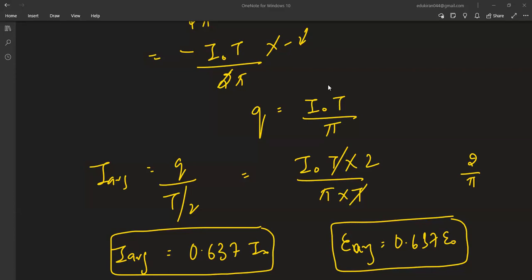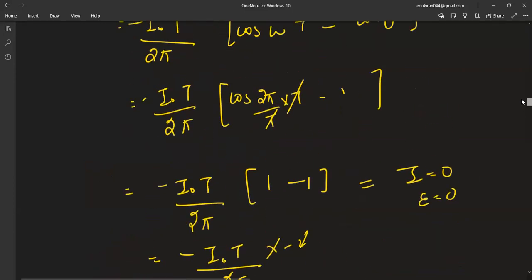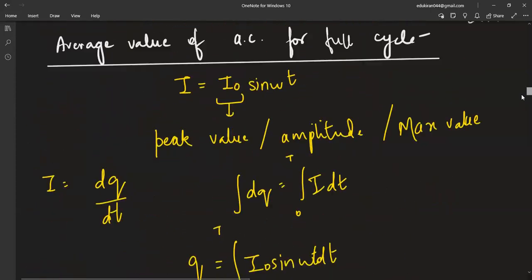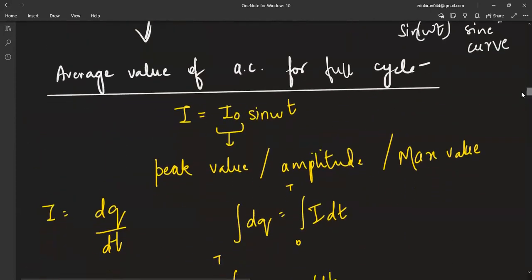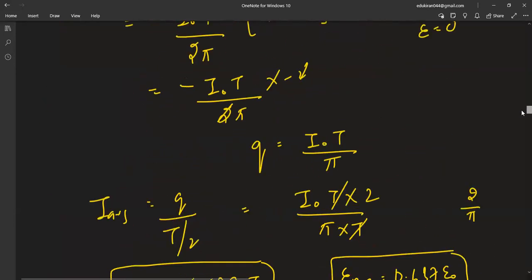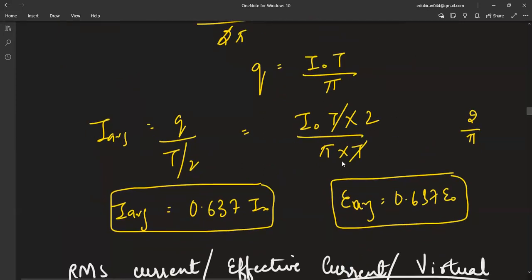Okay, let's start with the class. Yesterday we had stopped at the point where we were calculating the average value of AC current as well as EMF for half cycle and full cycle. For the half cycle we obtained the value 2 I naught by pi, and the same thing, 2 by pi E naught. But we had 0 for the complete full cycle.